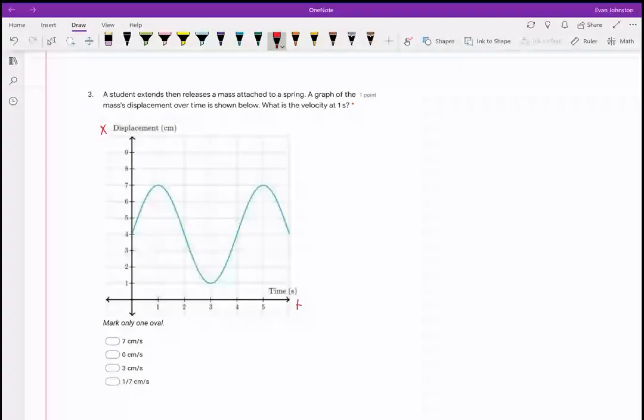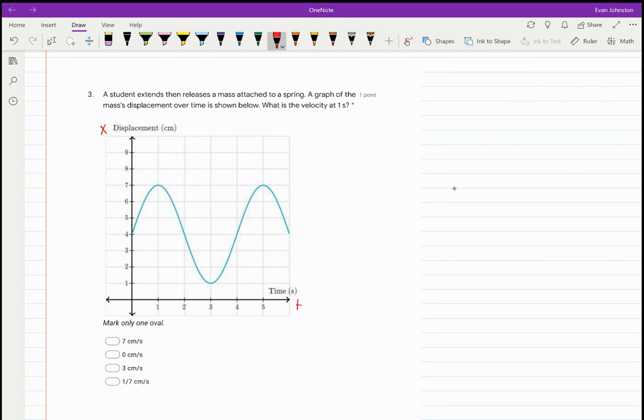Thinking back to the first week of our school year, we learned that velocity is the change in displacement over the change in time. If this is my y axis and this is my x axis, then the change in rise over the change in run is just the slope. So the slope of this graph is the velocity.